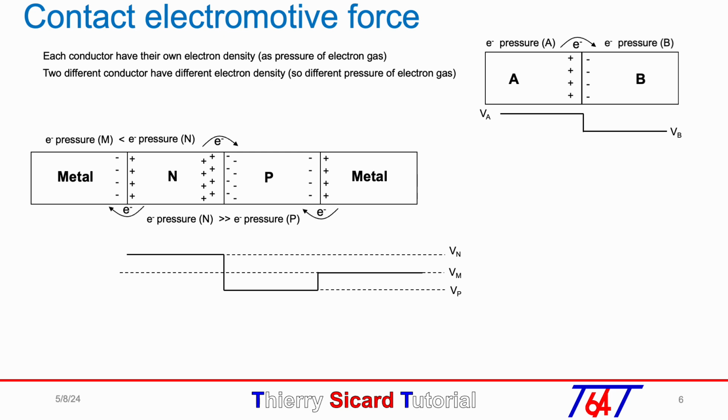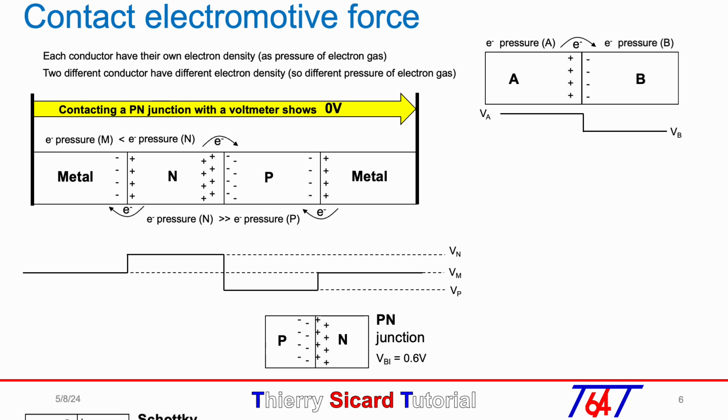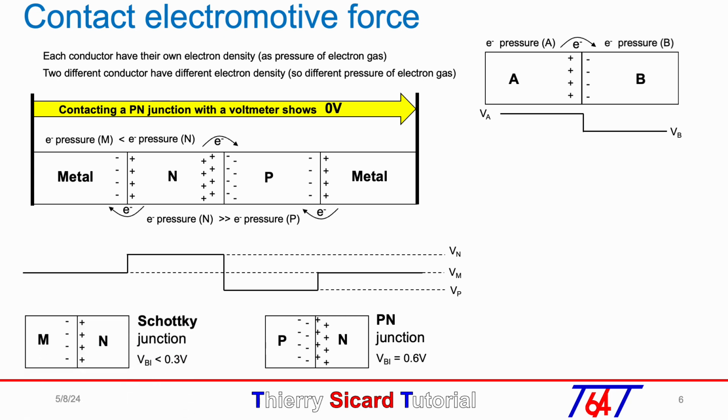This is why when we measure a diode with just a voltmeter, we cannot see the built-in voltage of 600 millivolts. For a p-n junction, the built-in voltage is equal to 600 millivolts. For a Schottky diode between metal and n-doped type, the built-in voltage is less than 0.3 volt.